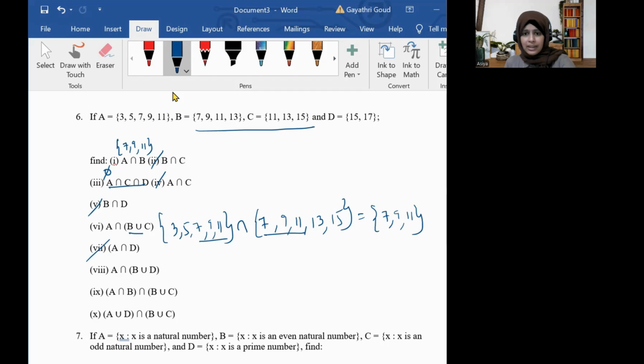Now, the eighth one is similar to the third one, so we will not be discussing the eighth one. Now, let's go for the ninth one.